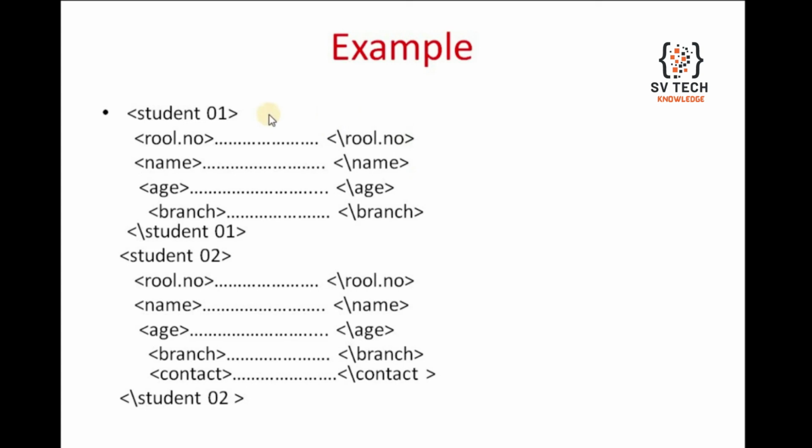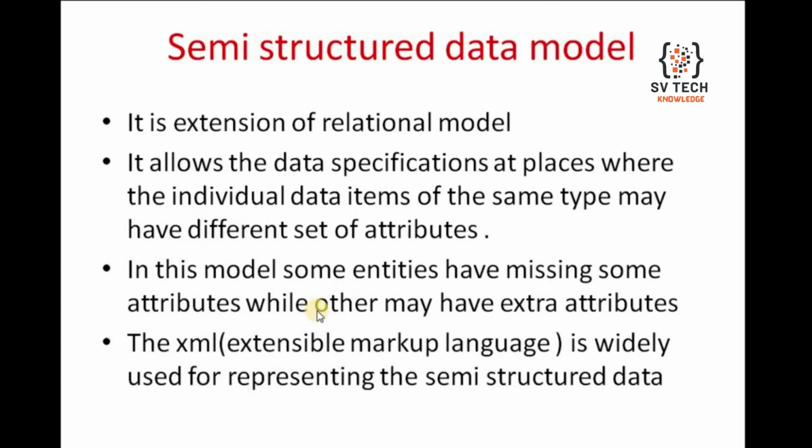Here we can take an example of student 1 and student 2. In student 1 we have roll number, name, age and branch. But in student 2 we have roll number, name, age, branch and contact. Contact is the extra attribute we have in student 2 which is not present in student 1. That's why I said that a few attributes may be missing in one entity and a few entities may have extra attributes.